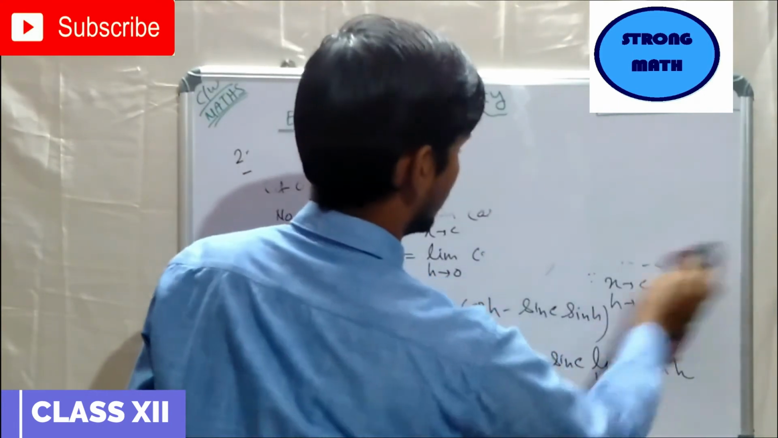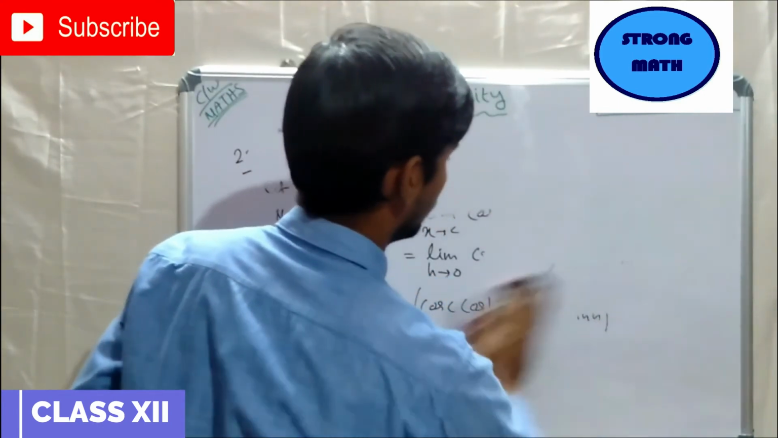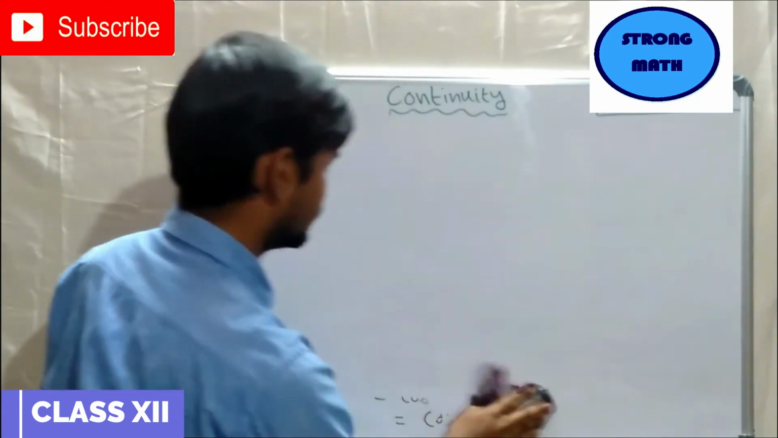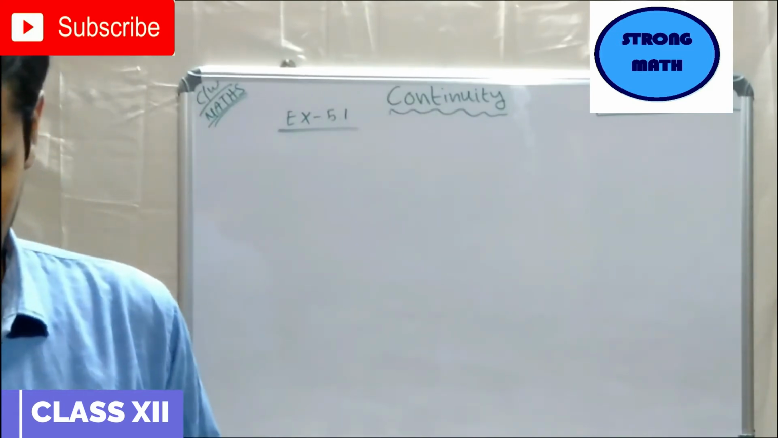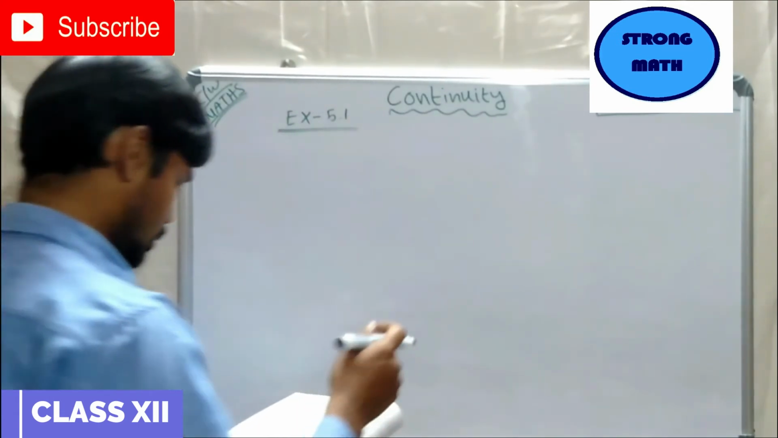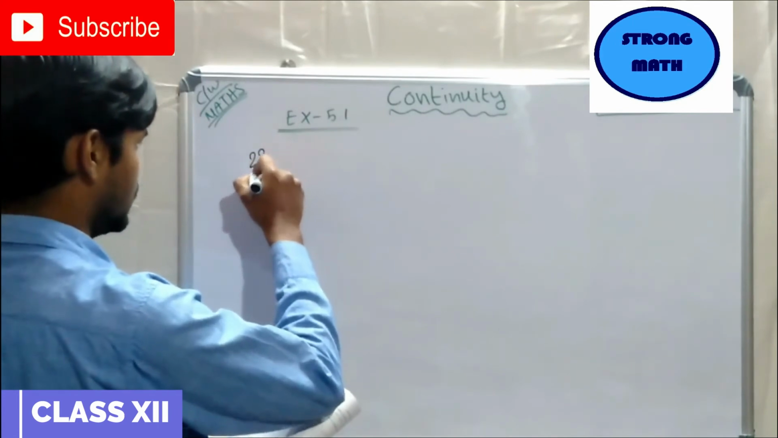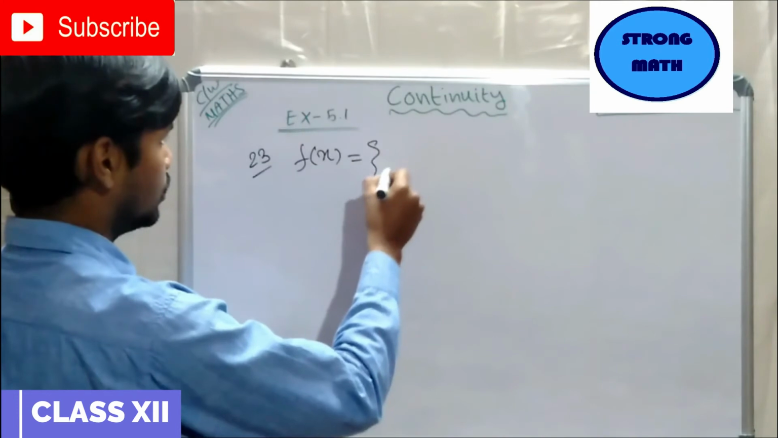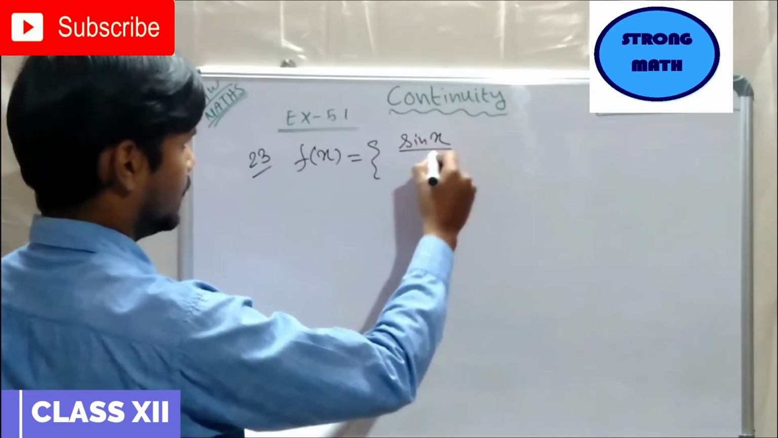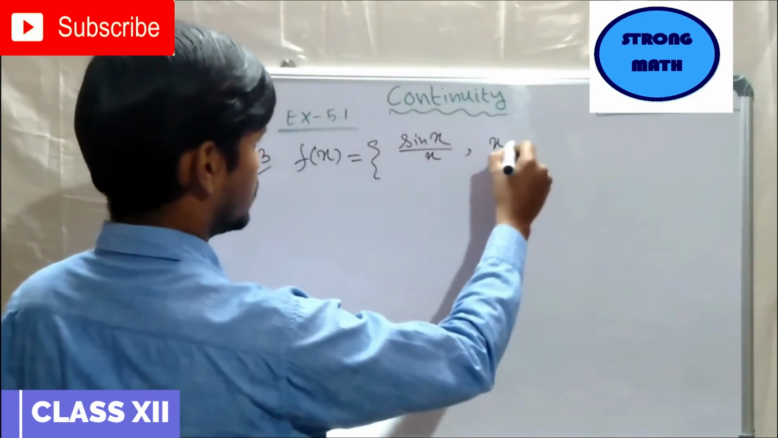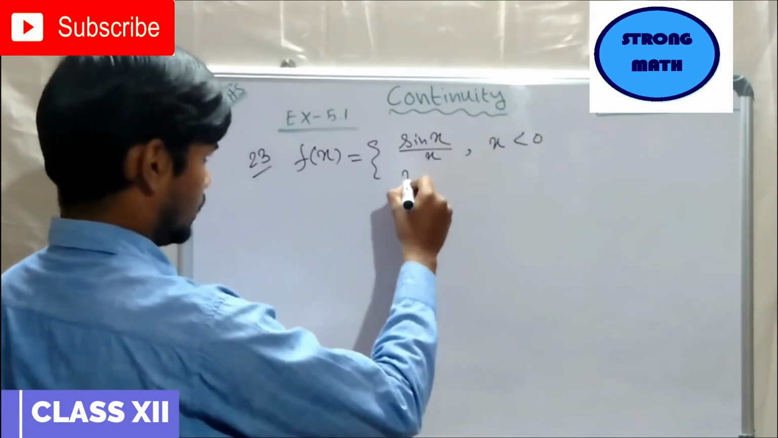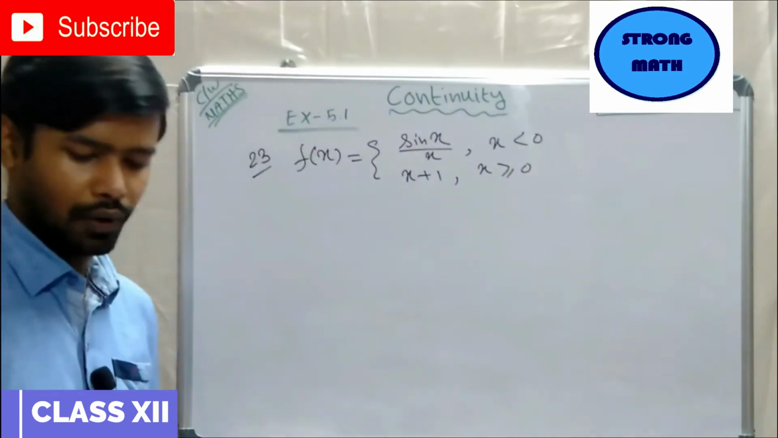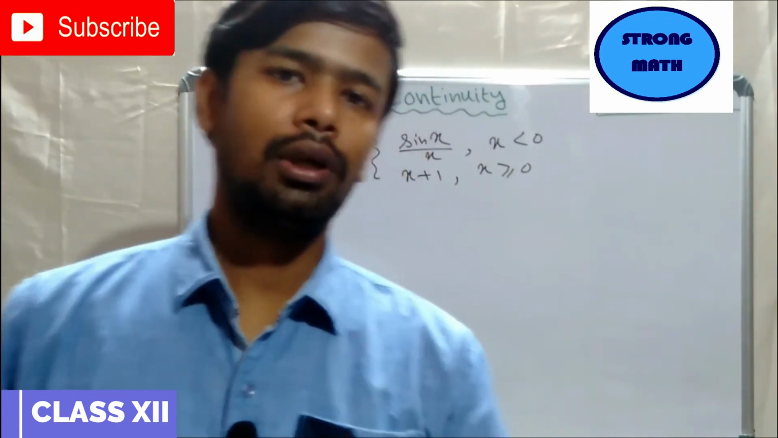Read the problem very carefully. We have to find the points of discontinuity of the given function. Find all the points of discontinuity of the function f. Question number 23. The function is given as f(x) = sin x by x when x is less than 0, and it is x + 1 when x is greater than or equal to 0. We have to find the points of discontinuity of this function.